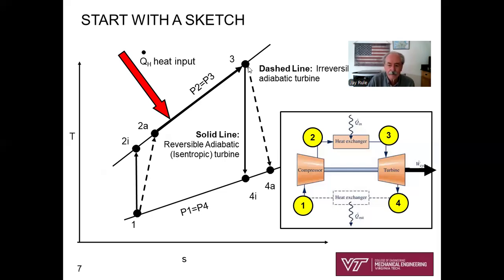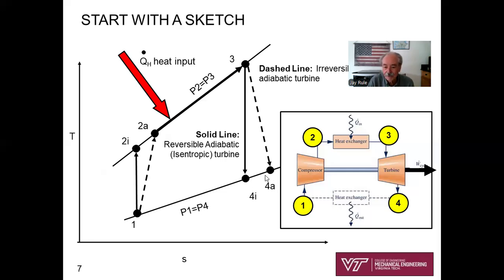Okay, then I remember that our problem statement said T3 was given. The inlet state to the turbine was given, T3, that's given. Now, if our turbine were reversible and adiabatic, it would be a vertical line going from 3 to 4i, constant entropy. Now, we know it's not, but we draw in the isentropic turbine process, 3 to 4i, a solid line, that's reversible and adiabatic. But we're given turbine efficiency, so state 4 is going to be to the right, increased entropy from 4i.